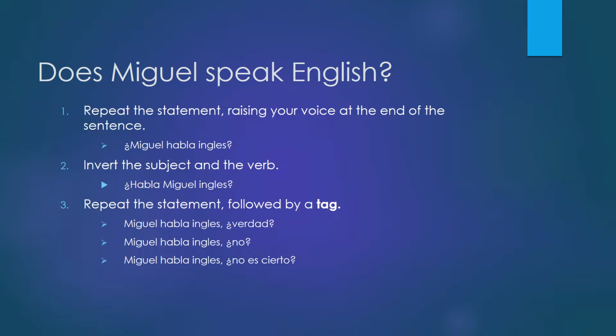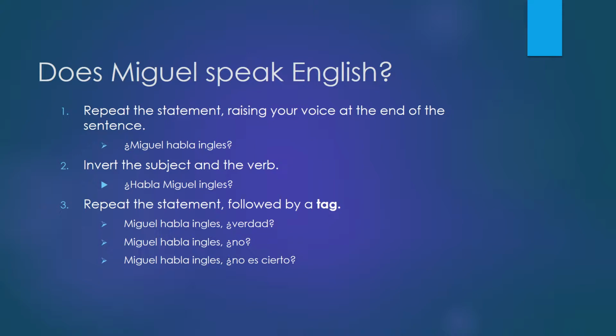The second way to ask a question is to invert the subject and the verb. So if the phrase is "Miguel habla inglés," the question would be, "¿Habla Miguel inglés?" And again, you would raise your voice at the end of the sentence so that the person listening to you would know that you're asking a question.